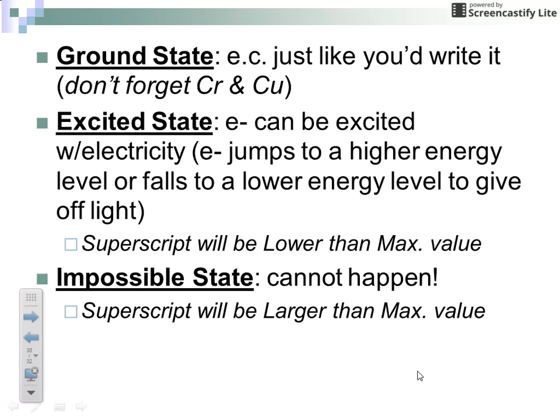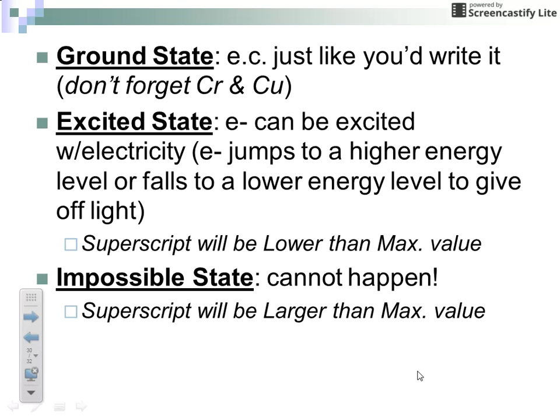So today we're going to look at how to look at your electron configuration and determine if it is a ground state electron configuration, an excited state electron configuration, or an impossible state electron configuration. So let's first define these three situations. If you have a ground state electron configuration, that's the electron configuration just like you would normally write it. It represents the electrons when they're in their lowest, most stable energy state.